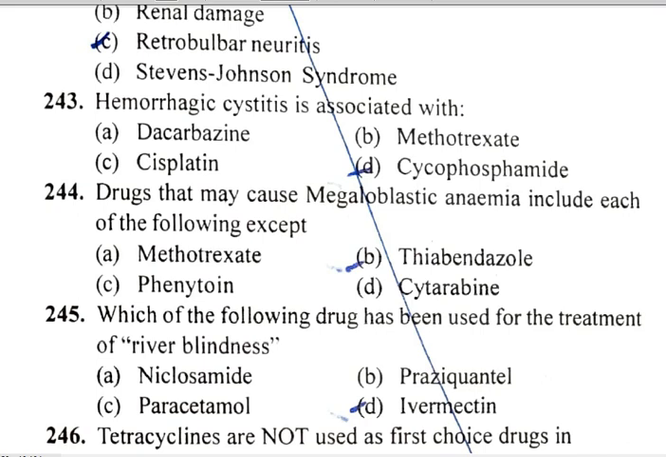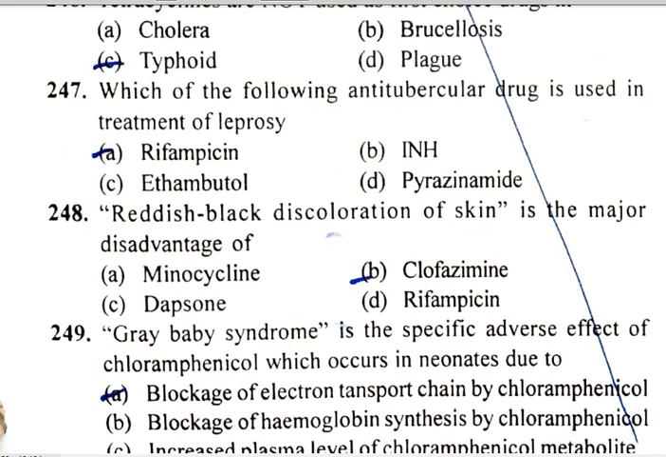Tetracyclines are not used as a first choice drug in typhoid. Sorry, yes, right, typhoid. Which of the following antitubercular drugs is used in treatment of leprosy? That is rifampicin. Reddish black discoloration of skin is the major disadvantage of clofazimine.